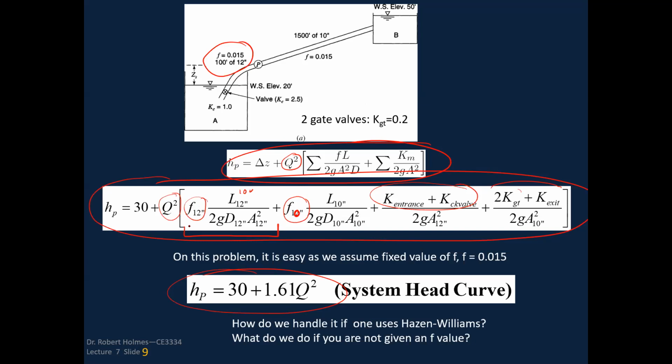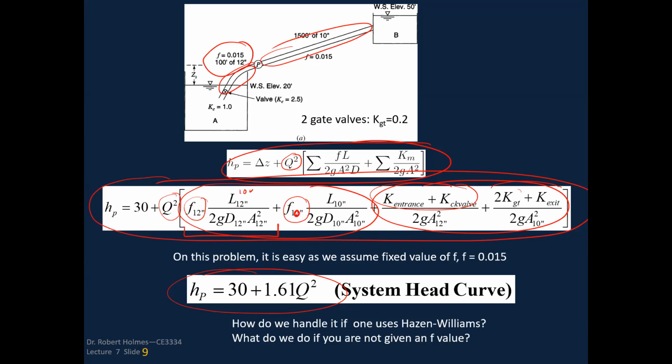And so we have to break that, because we have two different pipes, we have to break our losses for friction down into this particular section and this section. They've shown it as two different ones, but the Q squared is common to all these terms. So it's pulled through the bracket.